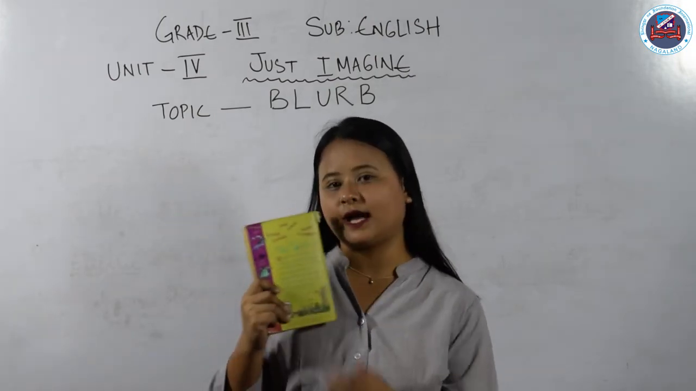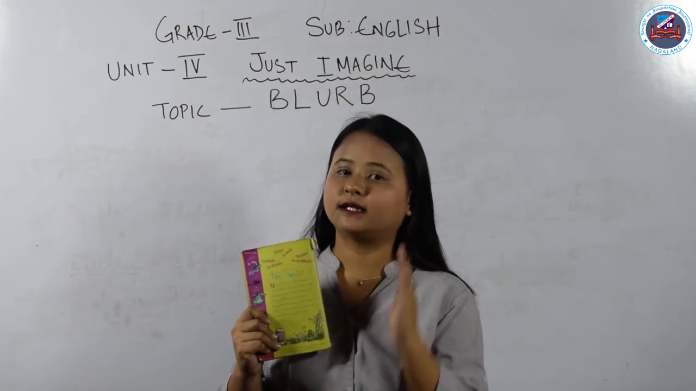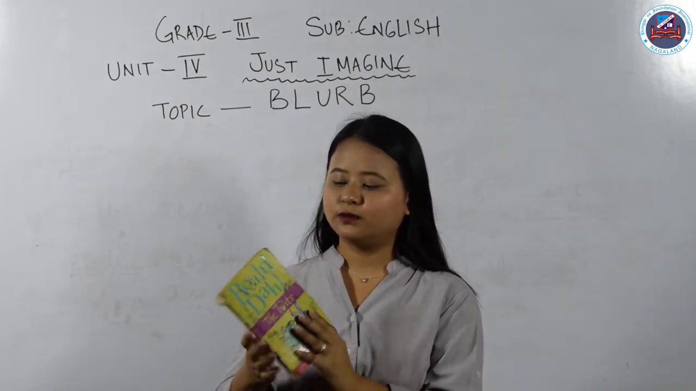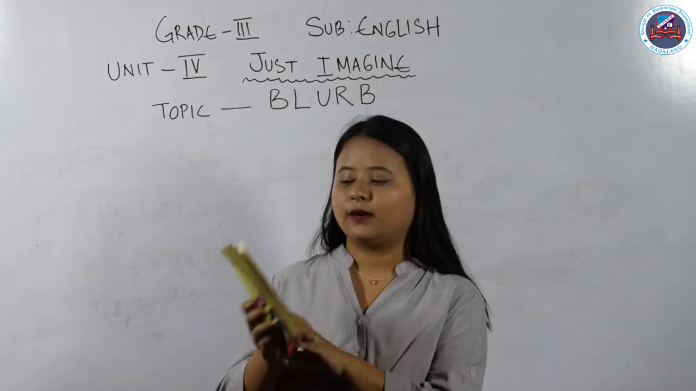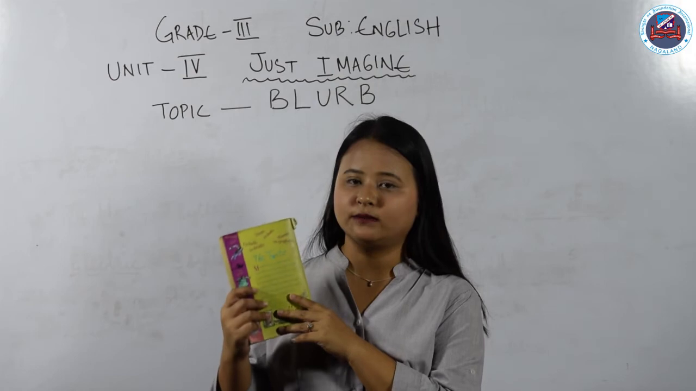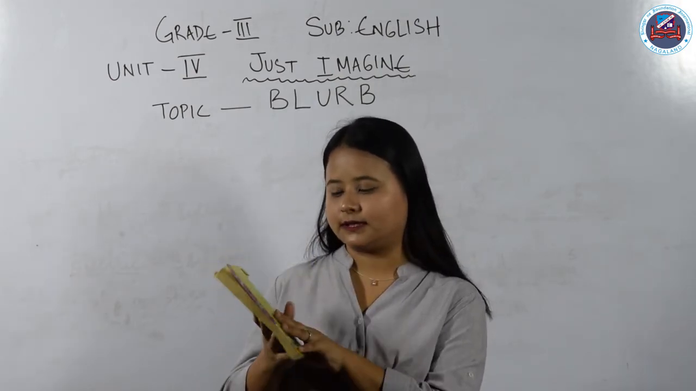For example, I have this book. I'll give you this example so that you can have a better and clearer understanding. Now, this book is written by Roald Dahl. It is entitled The Twits. Now, at the back, we have a write-up which is written by the author. I will read this in order for you to have a clear understanding.